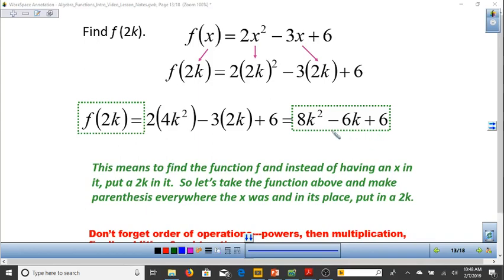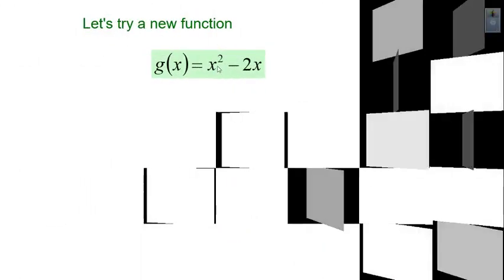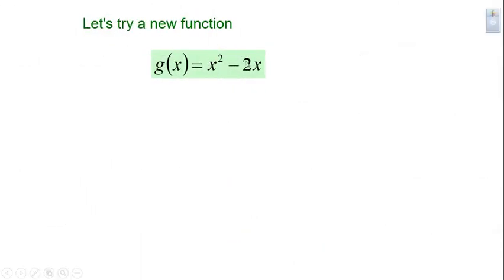Let's try another example here. What if we had g of x is equal to x squared minus 2x, and I want to find g of 1 plus g of negative 4? All this means is that we're going to evaluate the function when x is equal to 1. That means when the input is 1, what's the output? And when the input is negative 4, we evaluate that as well. And when the input is negative 4, what's the output? And then we'll just add the results.